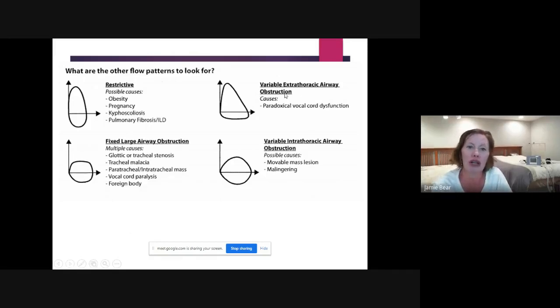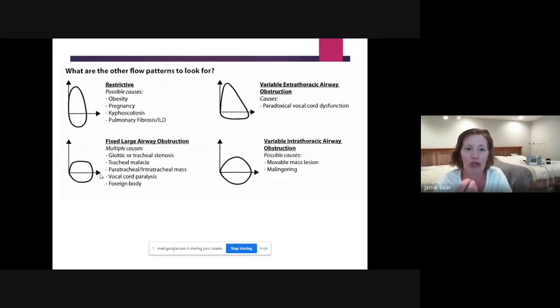Other ones to look for: vocal cord dysfunction. They're able to exhale okay, and then when they try to take a breath in, their vocal cords collapse. So it might look something like this. Both of these are indicating airway obstruction. So here it's more of the fixed large airway: glottic or tracheal stenosis, tracheomalacia, vocal cord paralysis, foreign body, masses. It'll just look like a little O. And then it's very similar for intrathoracic airway obstruction, like a lesion or a mass. So both of these would indicate airway obstruction.